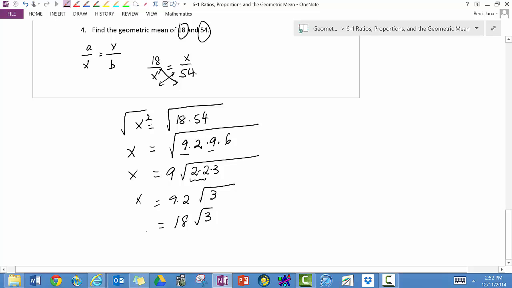You could also do a factor tree and look for pairs that way, but you must leave the answer in simplest radical form, which means there must be no perfect squares under the radical. Under the radical, all you should have is prime numbers. So 18 root 3 is the geometric mean of 18 and 54.